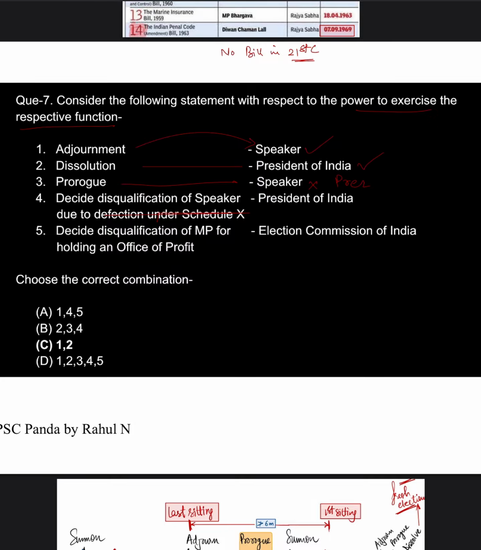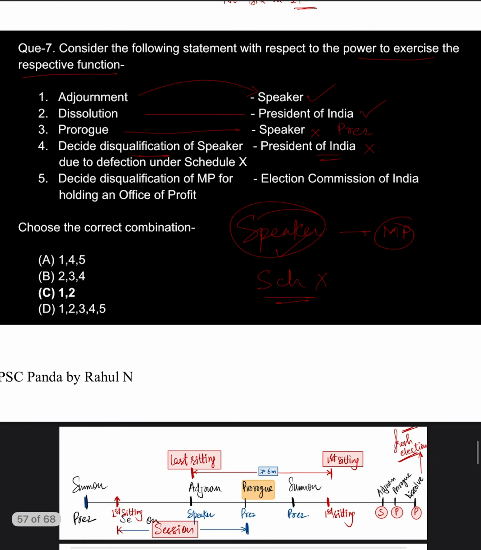See, शेड्यूल 10 में डिफेक्शन की वजह से जो डिस्क्वालिफिकेशन होता है उसकी बात होती है. So you all know that speaker decides when it comes to disqualification due to defection. Speaker decides for every member, for every MP. Who will decide for a speaker whether speaker has defected or not? For that disqualification, who will decide? The option given is the president of India. No, this is not correct. Read the schedule 10. You will find the answer. I will show you in a minute.